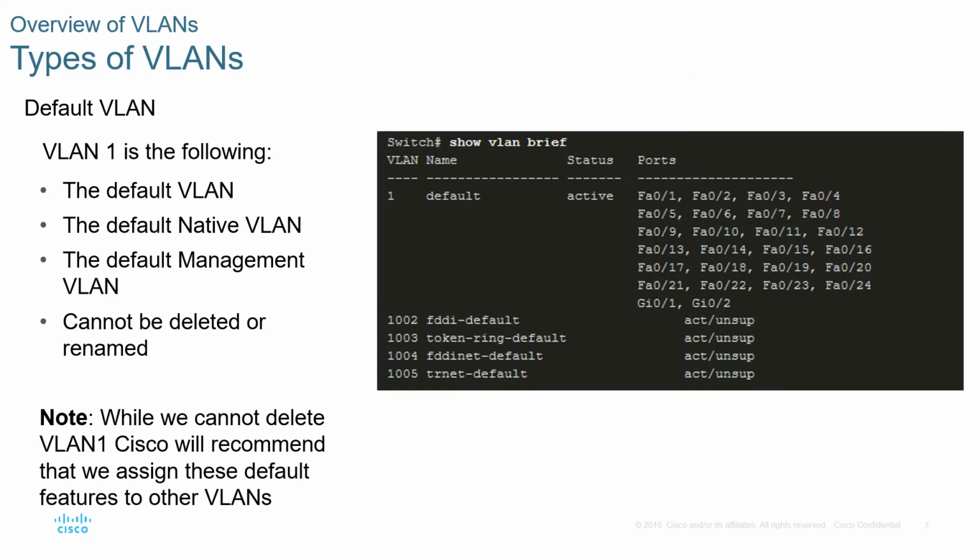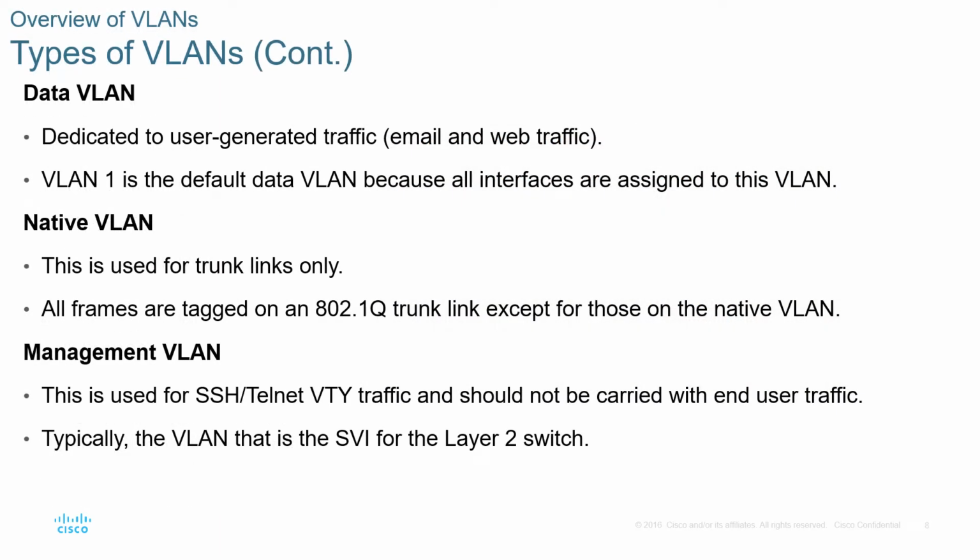There are types of VLAN. The default VLAN is VLAN 1. Once you work with the switch, all ports belong to VLAN 1. So that's also the native VLAN and the management VLAN. It cannot be deleted or renamed. Once you set up VLANs, you may change the native VLAN.